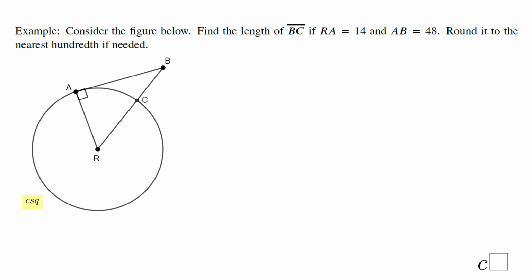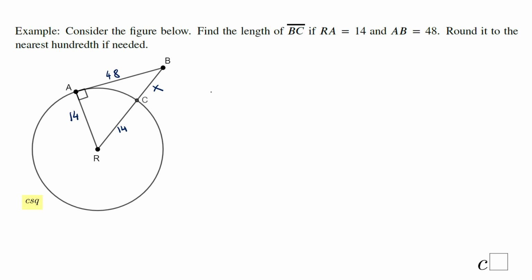And a very similar problem, however different. You'll see. Find the length of BC. I'm going to call this one x now. If RA is 14, this is 14, and AB is 48. Now I'm going to put another 14 here. By now we know these two segments RA and RC are the same, because they are the radii of circle R.